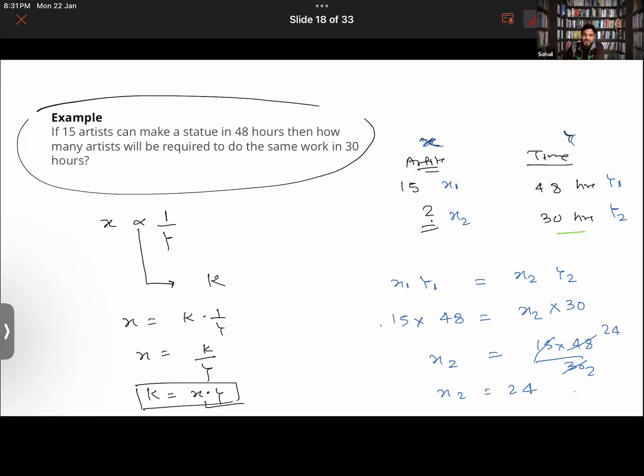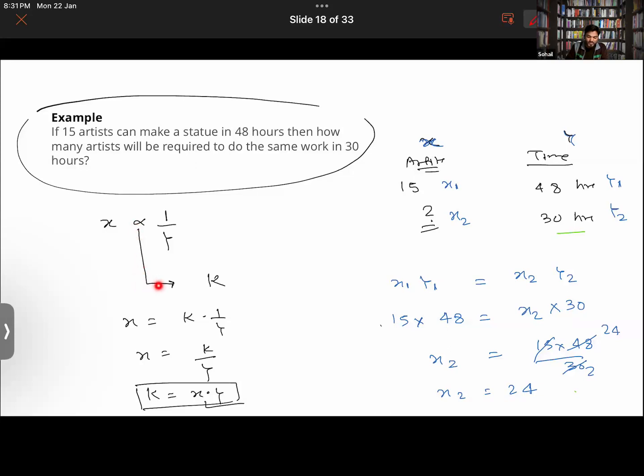No. If the number of workers working is increased, then they will be taking a lesser amount of time. Understand? If one quantity is increasing, another quantity will be decreasing here. It's an inverse relation, not a direct relation. So x is inversely proportional to y, meaning that if y increases, x decreases, or if x increases, y decreases.